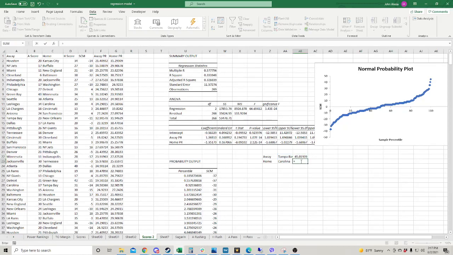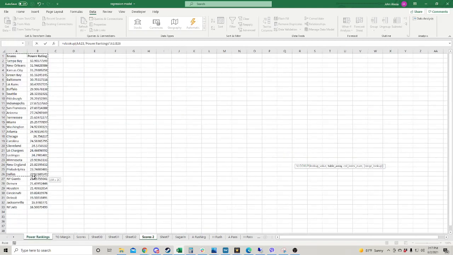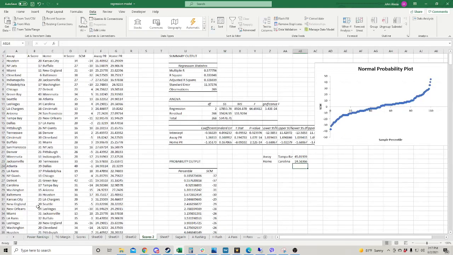We're going to do the same thing for Carolina, which is the home team. So we're going to do a VLOOKUP on Carolina, find out what their power ranking is. This false is just to make sure that we are using the same name, that we don't have a bad name in there or a typo. And again, I have to multiply this by the home team's power rating coefficient.